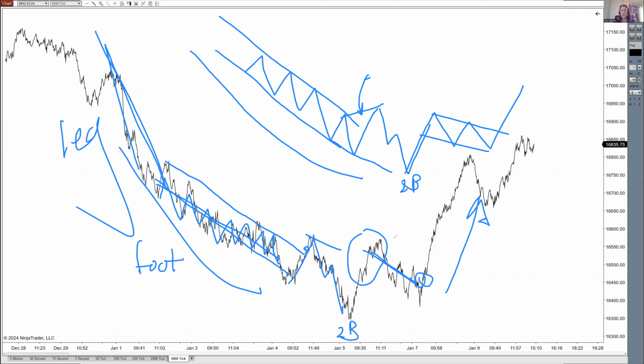Yesterday I was still looking for continuations on the upside until we got into the close and we were coming into that first level of resistance where that foot starts.